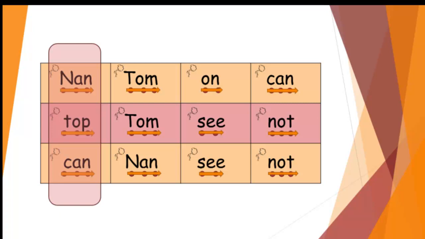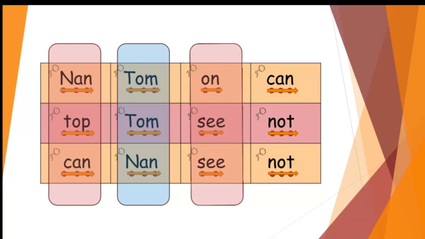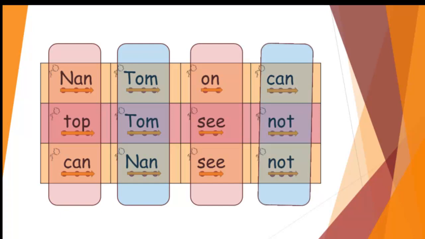You can follow your voice along with mine. Nan, top, can. Next column. Tom, Tom, nan. Next column. On, see, see. Next column. Can, not, not. Excellent job reading these words. If you want, this is a good time to pause the video and you can go through and practice these again if you need more practice.